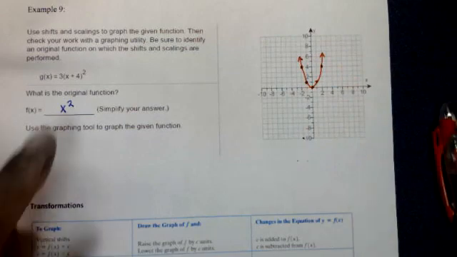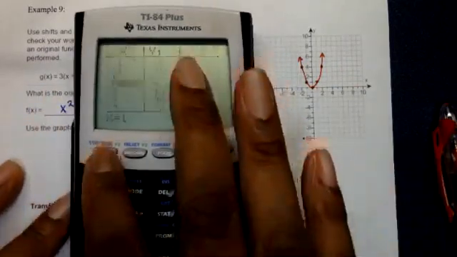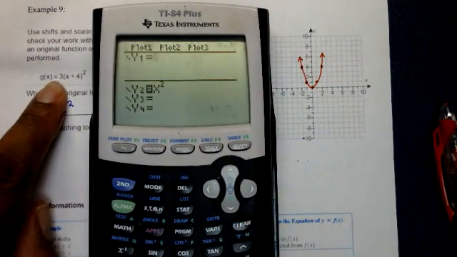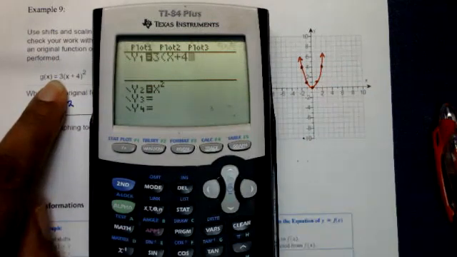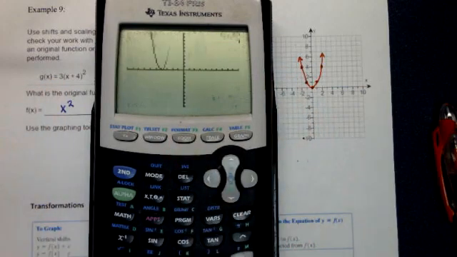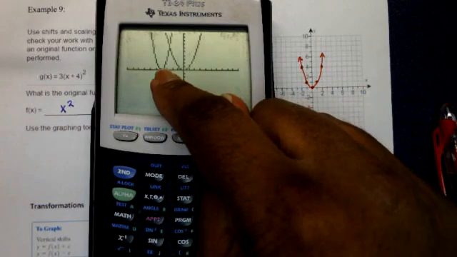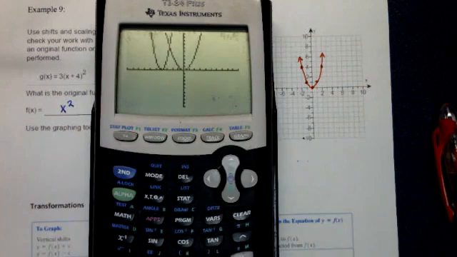Now, for the 3 times the quantity x plus 4 squared, I'll put that in the calculator. So I'm going to go to y equal to, and again, I'm going to clear the equation in y1 so I can put this in. 3, left parentheses, hit your x plus 4, close parentheses, press x squared to square it. Then I'm going to do zoom 6. This is the original function, and this is the first equation. This is what g of x is. It's, of course, shifted to the left 4 places and is shrunk by a factor of 3.